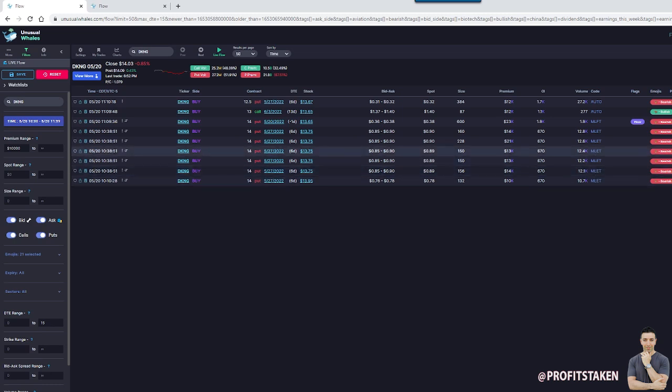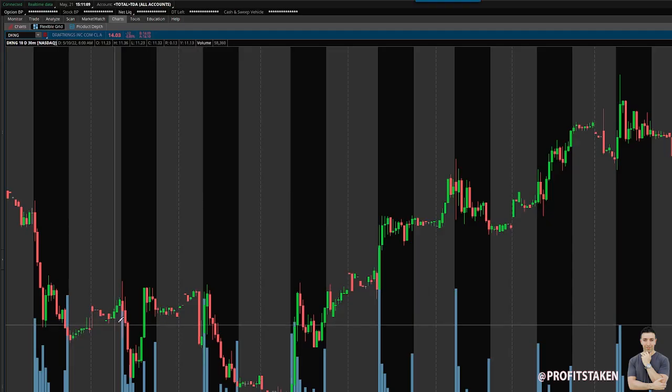I want to see that it's the exact same time, and that tells me there's a high probability of this being the same trader. And let's take a look here as well and see what happened to DraftKings. So here's the DraftKings chart. This is the 30-minute chart.